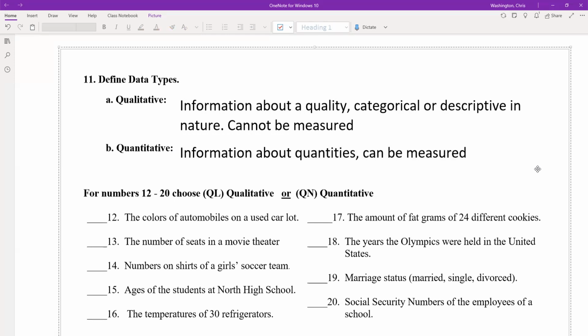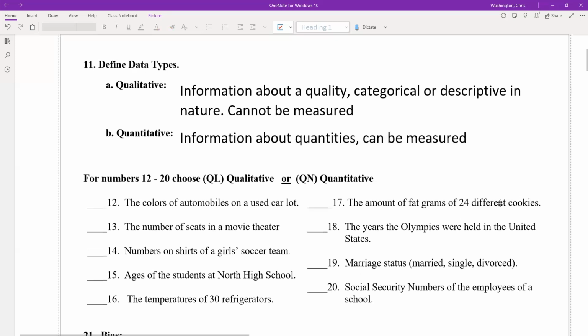Are you right-handed or left-handed? Would that be qualitative or quantitative? That would be qualitative. I can't measure if I'm right-handed or left-handed necessarily. How fast the pitcher throws a pitch. That would be quantitative. We can actually measure that. Okay. So information about quantities that typically can be measured would be quantitative.